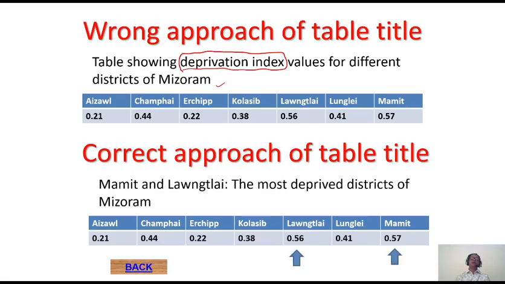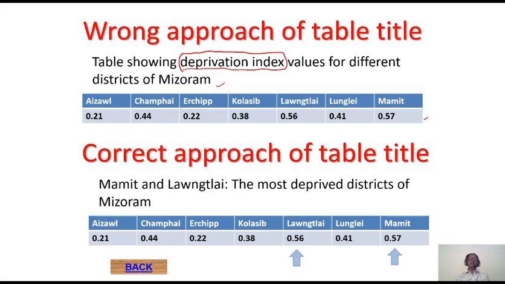So accordingly, this person has given these values: 0.21, 0.34, 0.22, like this. These points are expressed with a zero before the decimal also. This is fine, nice. But look at this. Mamit and Lunglei are the most deprived districts of Mizoram. Then it gives these values using a pointer also.